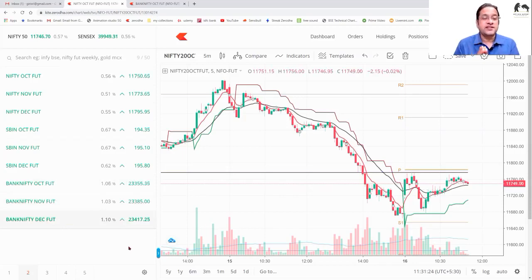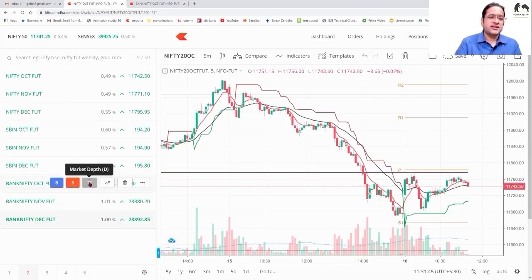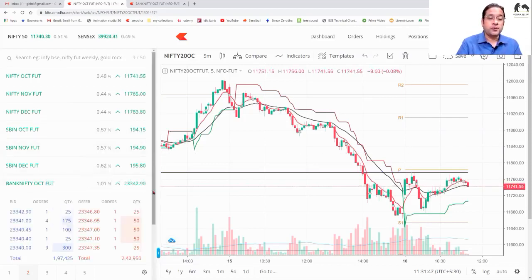It is trading at 23,354 for October and 23,385, plus about 22 for the November contract, and 23,417, which is 50 plus 65, about 64-65 rupees difference for the December contract. Let's again check the volume and open interest.